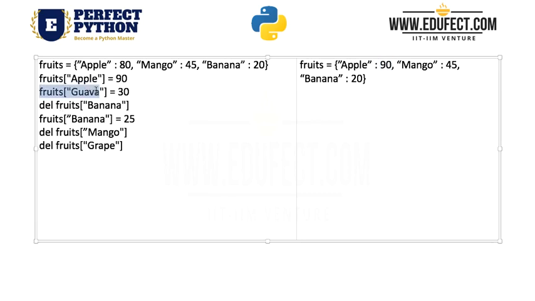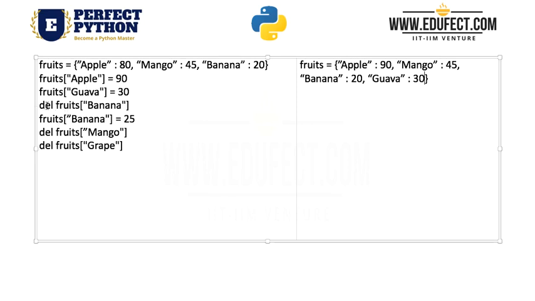Next, we are saying fruits guava is equal to 30. So is guava a key here? No. So what will happen is a key guava gets inserted and the value now against it is 30. So notice in a dictionary all the keys are unique, which is why in the case of apple it got updated and in the case of guava there was an insert that happened.